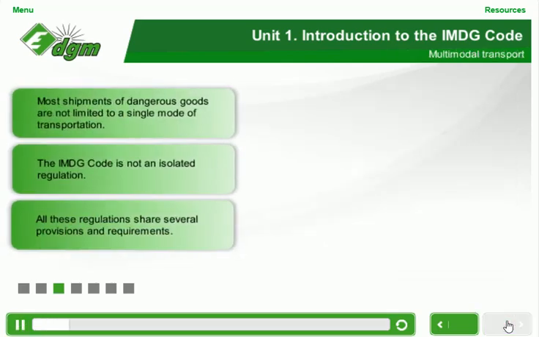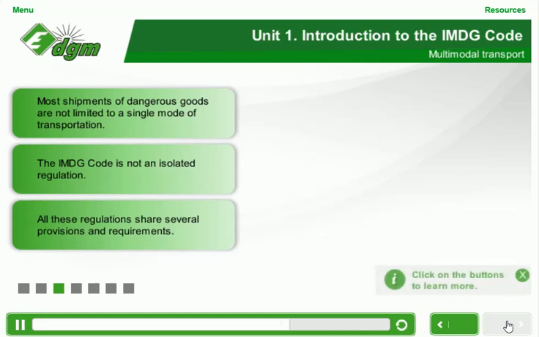The tendency in the different regulations, including the IMDG Code, is to reflect the reality of multimodal transport. The IMDG Code is not an isolated regulation. Press each button to learn more about the other international regulations.